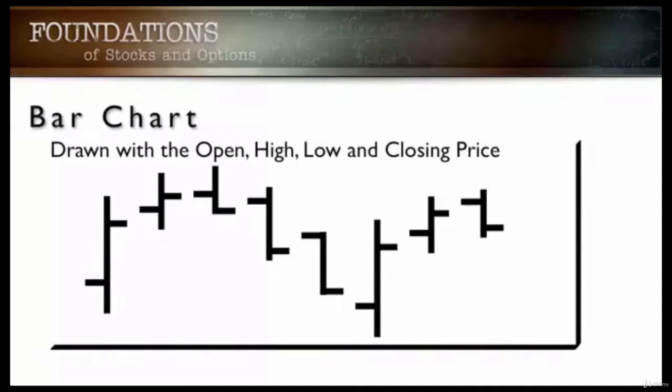The bar chart shows us all of that information, the open, the high, the low, and the close, and we can see all of this in one location, one chart. We read these from left to right. Of course, the little left hash mark indicates the opening price of the day. The high and the low is indicated on the vertical axis of the bar, and then the right hash mark indicates the closing price of the day.